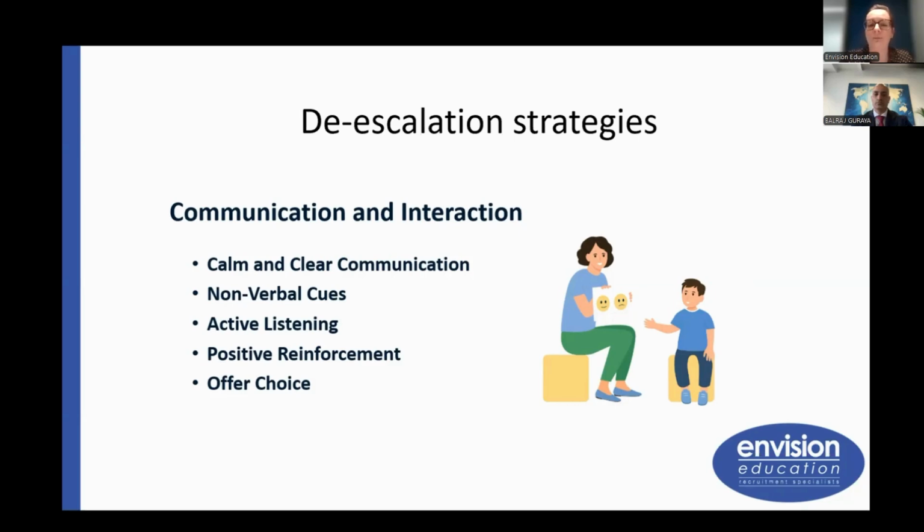So be mindful of your body language and facial expressions when you are trying to help de-escalate situations, and ensure that your approach is calming and reassuring. Active listening is really important here as well. We want to ensure that we are paying attention to people's concerns, and that really helps validate their feelings.